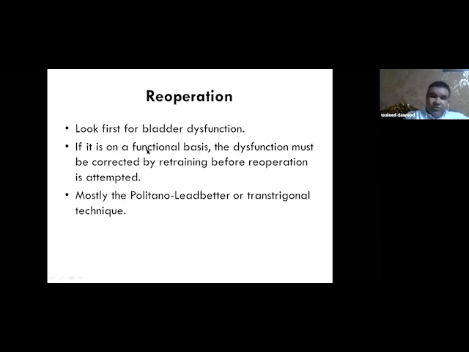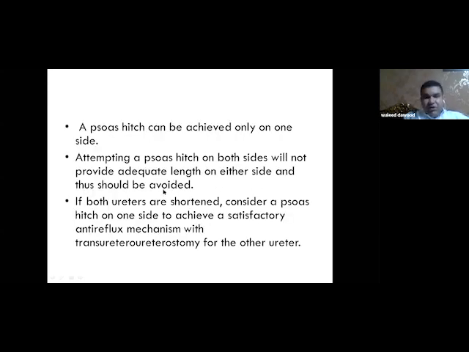We should first look for bladder dysfunction again. If there is no bladder dysfunction, we can do re-implantation. If there is dysfunction, we should manage it first. Mostly the Politano-Leadbetter or Cohen technique can be used. Psoas hitch can be achieved only on one side. Attaining psoas hitch on both sides will not provide adequate length on either side and thus should be avoided. If both ureters are shortened, consider a psoas hitch on one side to achieve a satisfactory anti-reflux mechanism with transureteroureterostomy for the other ureter.